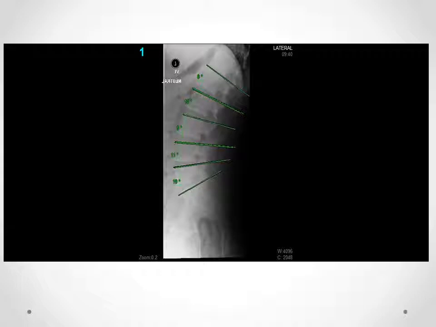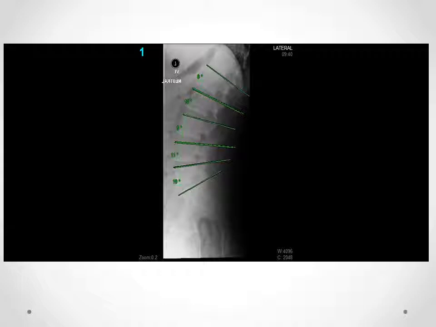And by the way, doctors, you need to be very careful of your pluses and minuses. Minus degrees indicate that the angle is in extension. It's in a lordosis. Negative angle indicates extension lordosis.